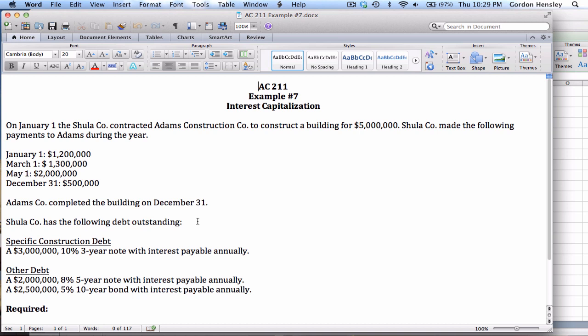Shula Company has the following outstanding debt. Now, first of all, it says specific construction debt. So this was taken out for the specific purpose of financing the construction project. And this is a $3 million, 10%, 3-year note with interest payable annually.